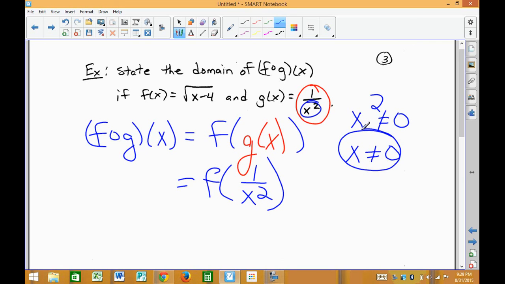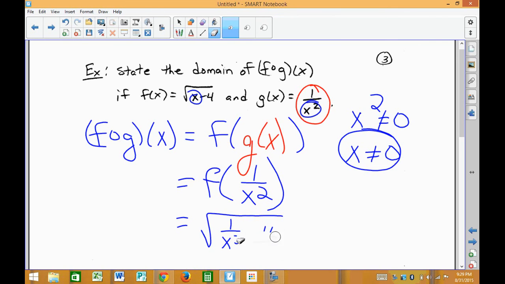Now we're going to put this into f. And remember, when we put it into a letter, we put it in for the variable x in that letter. So we have the square root of 1 over x squared minus 4. Oops. That didn't turn out very well.